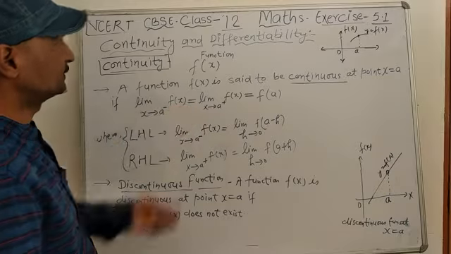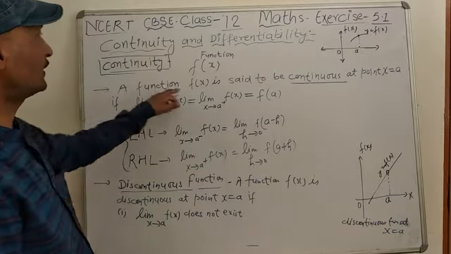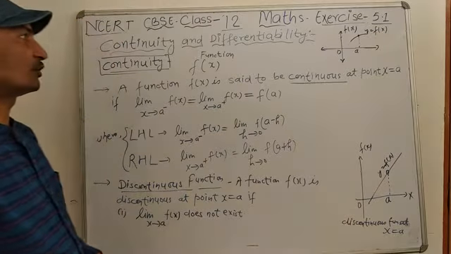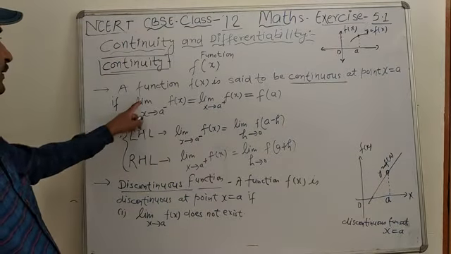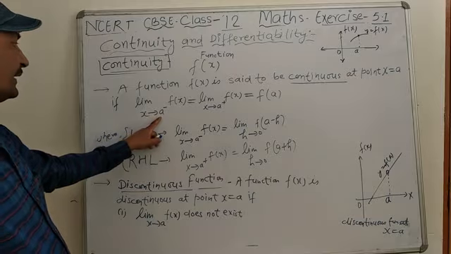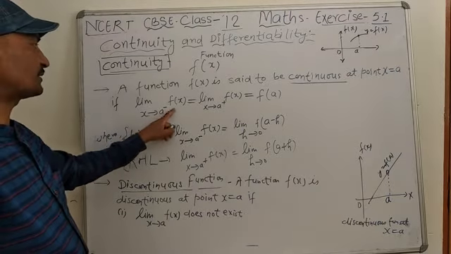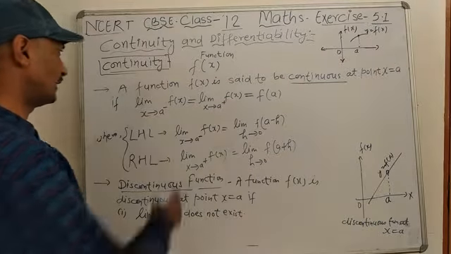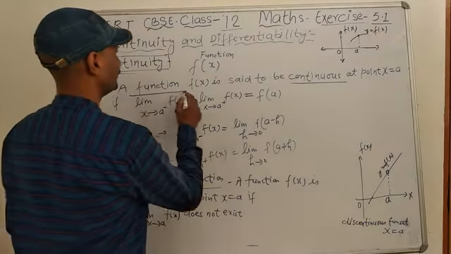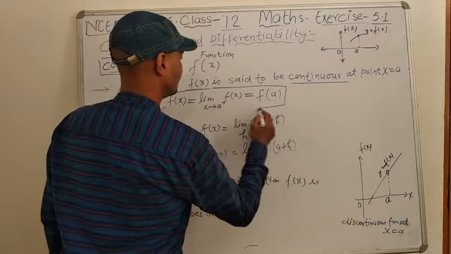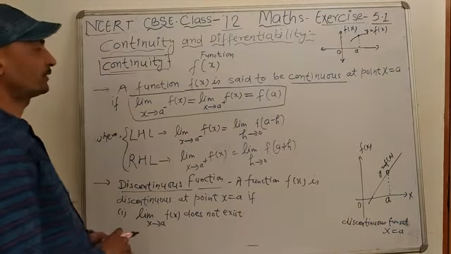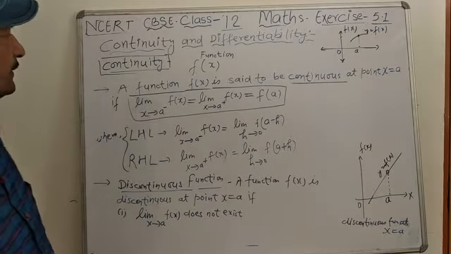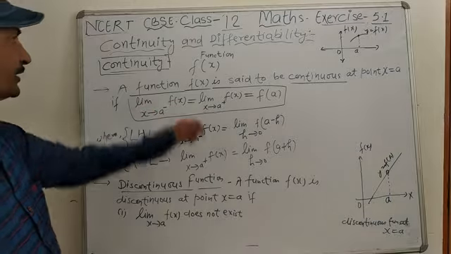See the definition: a function f(x) is said to be continuous at the point x = a if the limit as x tends to a negative of f(x) equals the limit as x tends to a positive of f(x) equals f(a). For any function to be continuous, three conditions should be fulfilled. And what are these three?